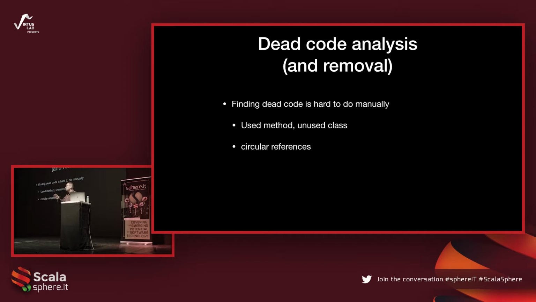Dead code analysis. Doing it by hand is really hard because of things like circular references. So when I right-click, say, find usages, if I have a cycle of references, it's very hard to prove to myself that the code is dead. And very long chains, it can be really painful to do it by hand. It's easier in pure functional code. If this function is not called, it's dead.